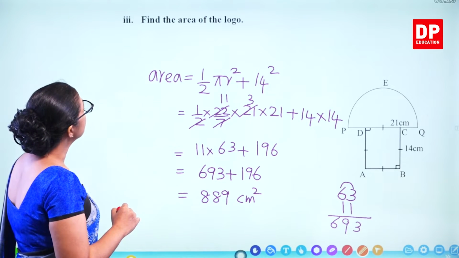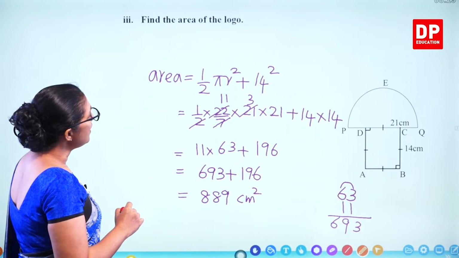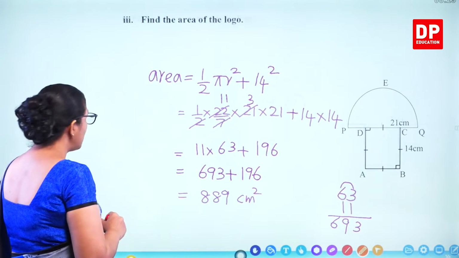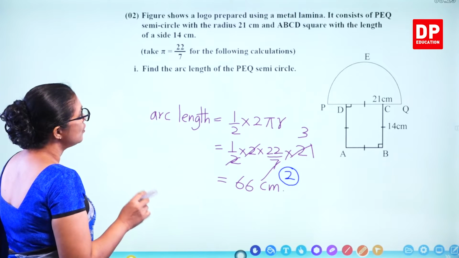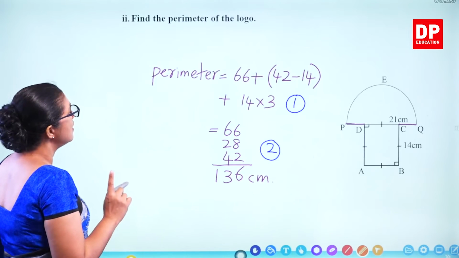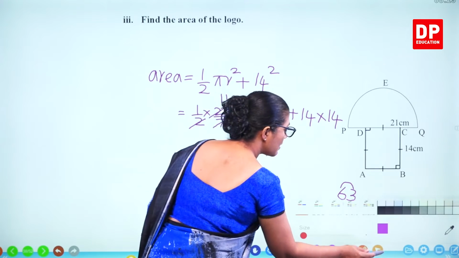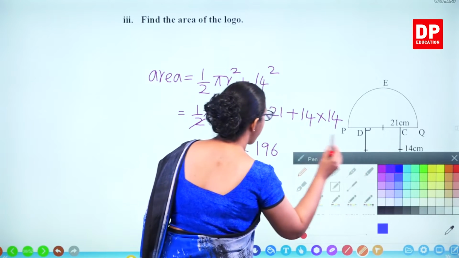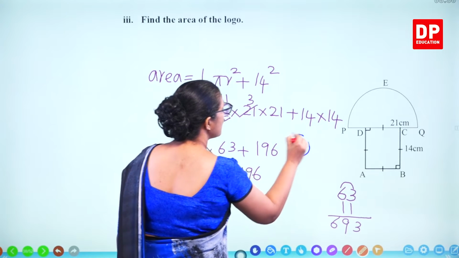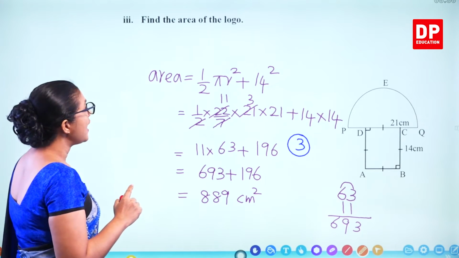So you get again 3 marks for this. So earlier 2 for this and 3, 5. And here 3 marks. 3 marks for this. Altogether 8.